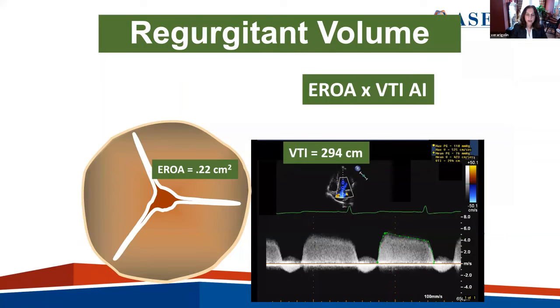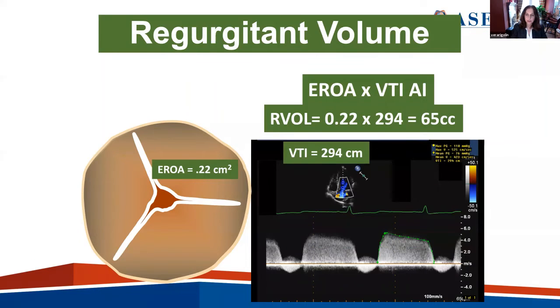We can then use the VTI of our AI signal here. If we multiply that times the EROA, we are then able to calculate our regurgitant volume. In this case, if we multiply the values together, we get a regurgitant volume of 65 cc's.